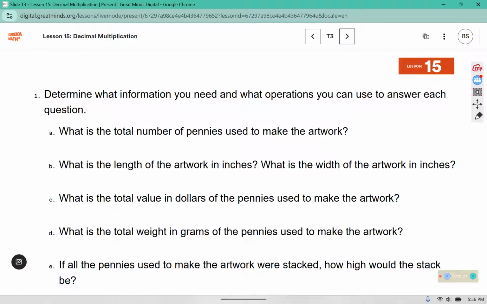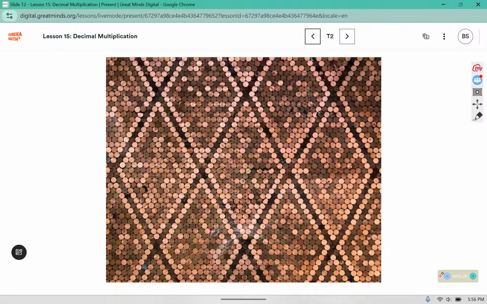What is the total number of pennies used to make the artwork? So instead of trying to count up all of these pennies, we could count the number of pennies along the length and the width and multiply to find how many pennies in all.